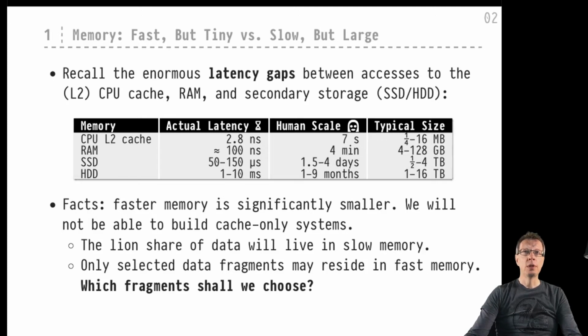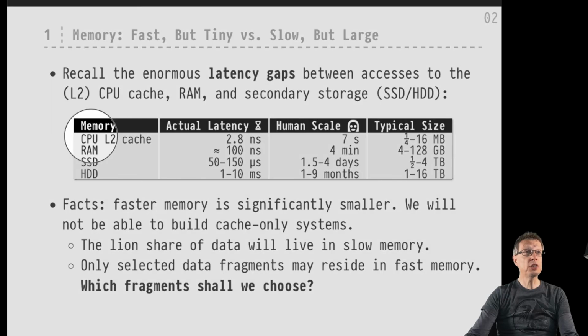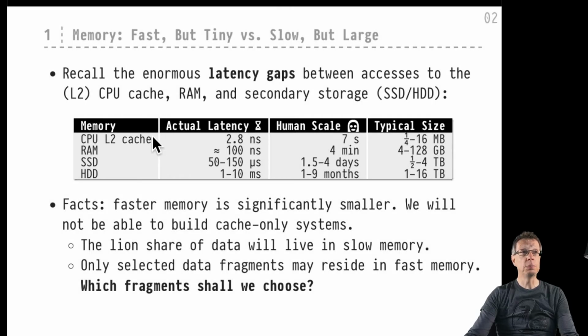So the real core of the problem are the enormous latency gaps that we see when we address different parts of our memory architecture. There is, in the best case, accesses to the caches next to the CPU, next to the processor in your systems. If we hit the L2 cache, then you can expect latencies, that is waiting times until the memory reference can be resolved and the bits are really available to the CPU, of around 2 to 3 nanoseconds.